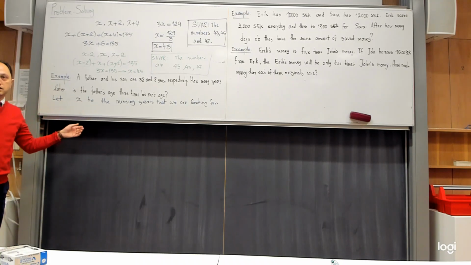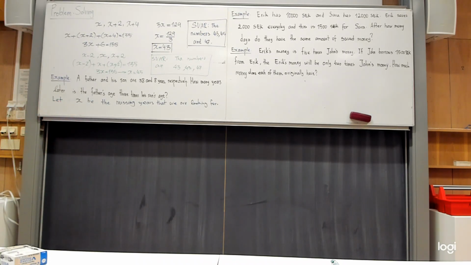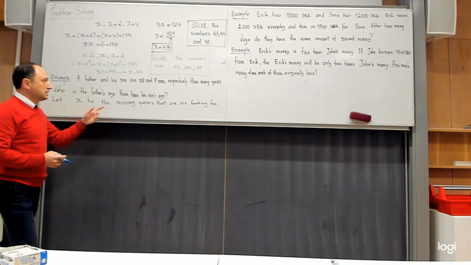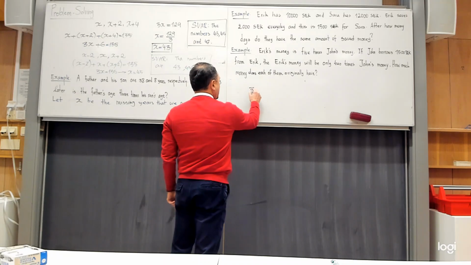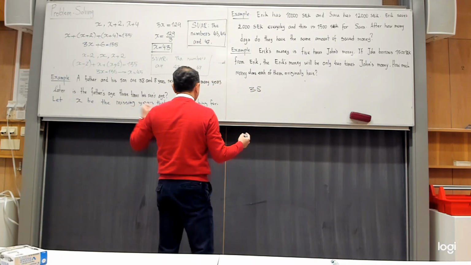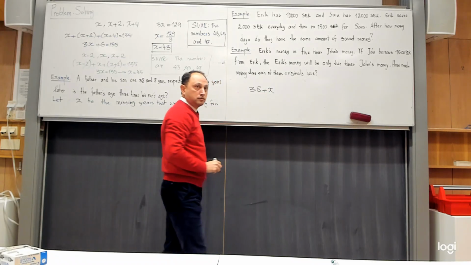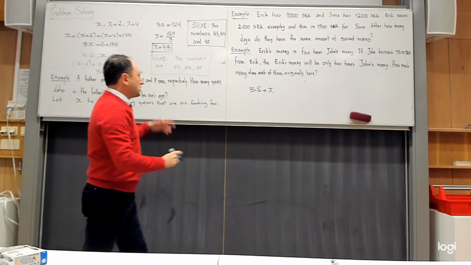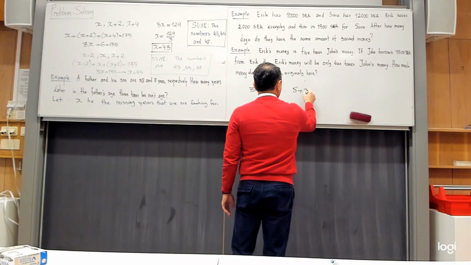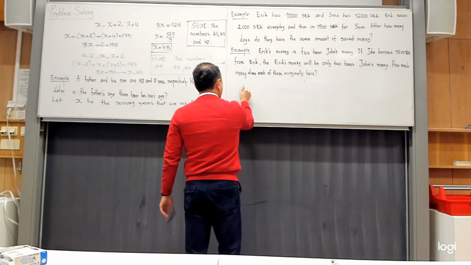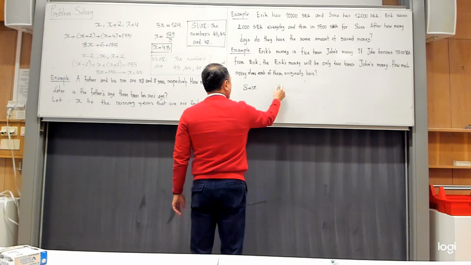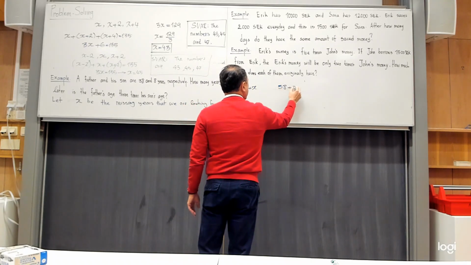Now can you help me to set up my equation? How should I set up the equation? Good. I wrote 8 plus x times 3 equals 38 plus x. Thank you very much. Because right now the father's age is 38. After x years, the father's age would be this, and the son's age would be this.